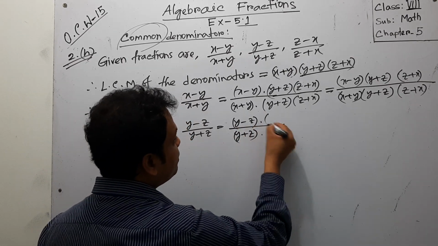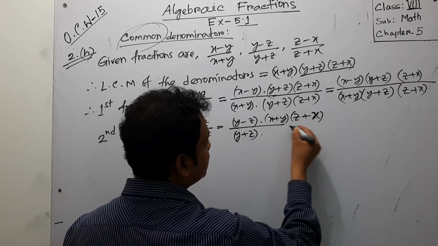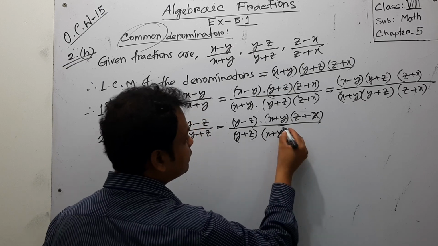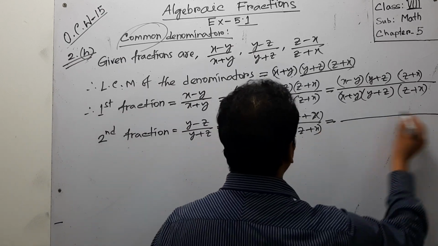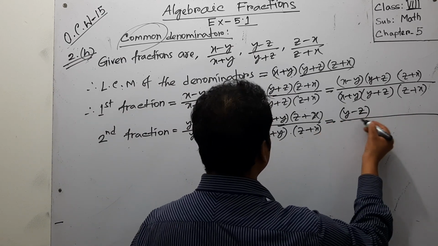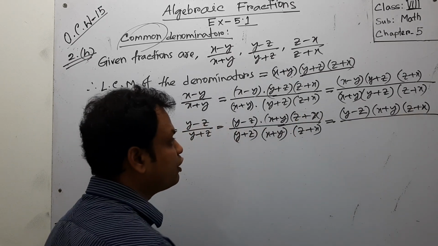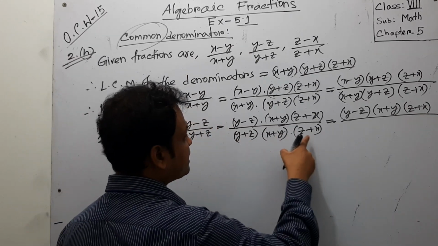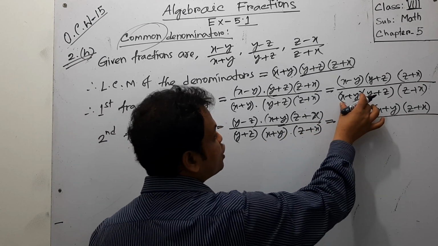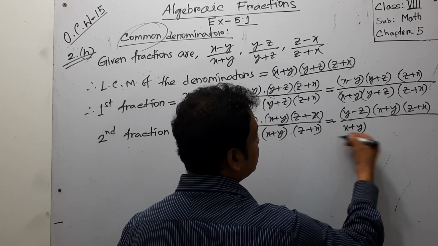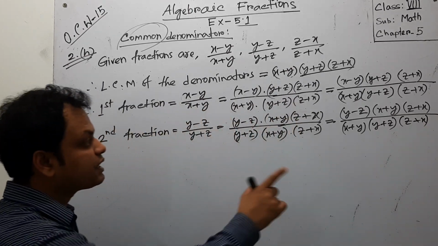Then what will be? It will be x plus y into z plus x, into x plus y into z plus x. Multiplying this, what will we get? In the numerator we will get y minus z into x plus y into z plus x. And in the denominator we will get x plus y, y plus z, z plus x. We can write x plus y first, as in the first fraction's denominator we got x plus y first, then x plus y, y plus z into z plus x. So this is the second fraction.